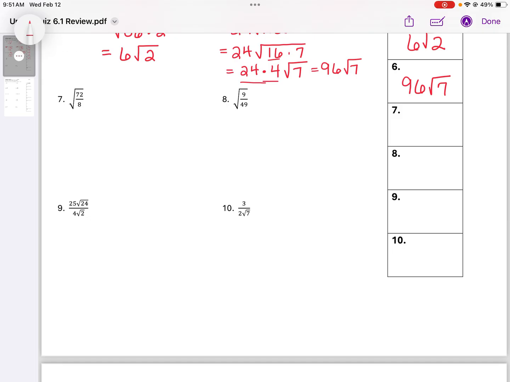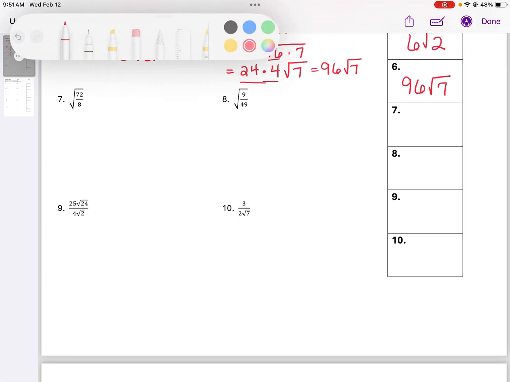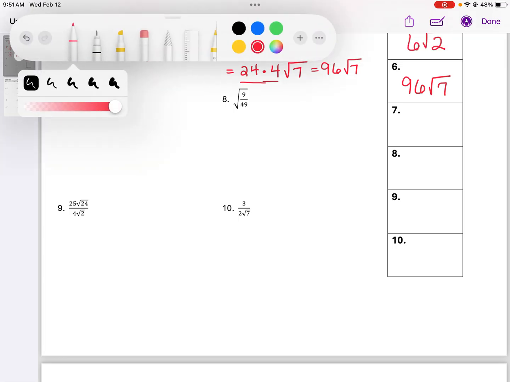Okay. The last 4 have to do with division or with fractions. And so we talked about a few things today that I want to remind you of. Okay, let's change colors. Okay, so here's the things I want you to think about.